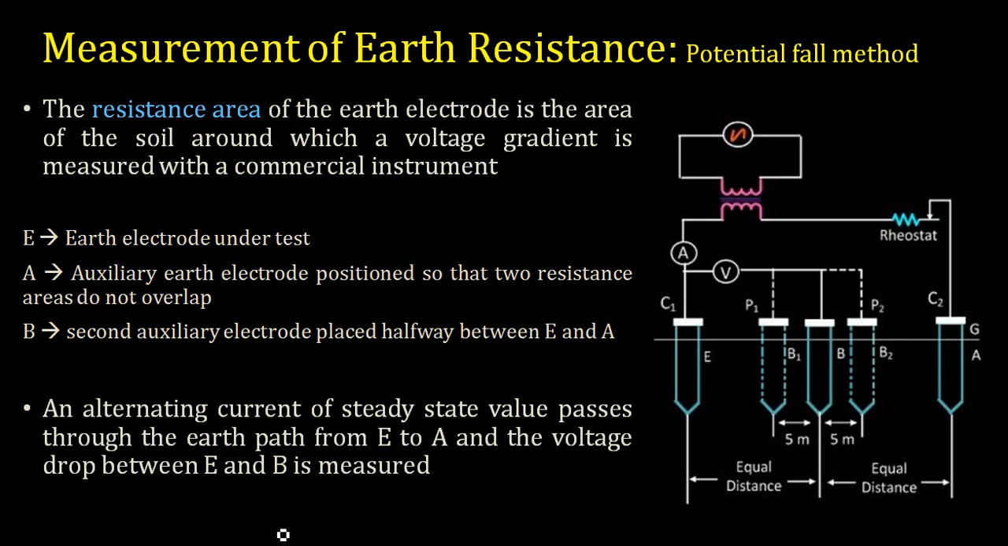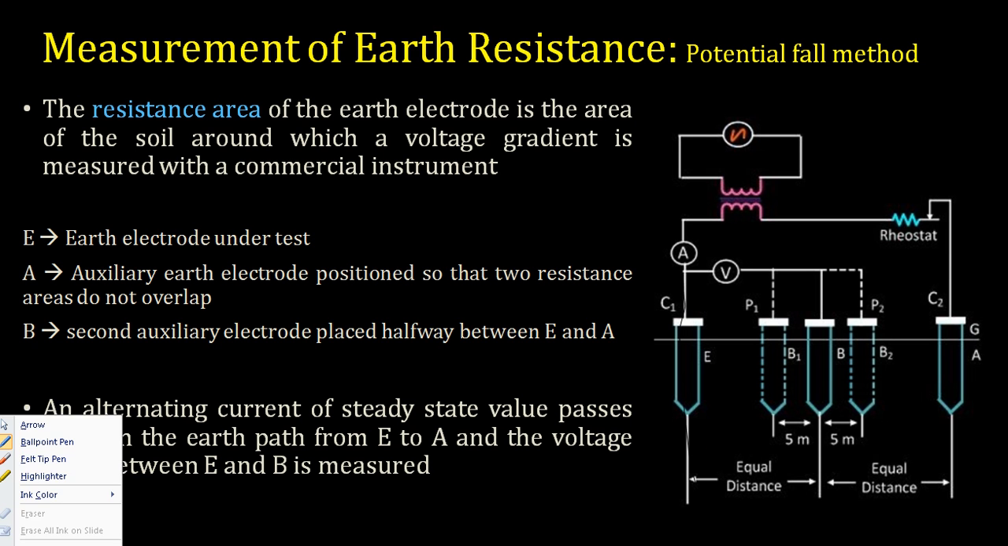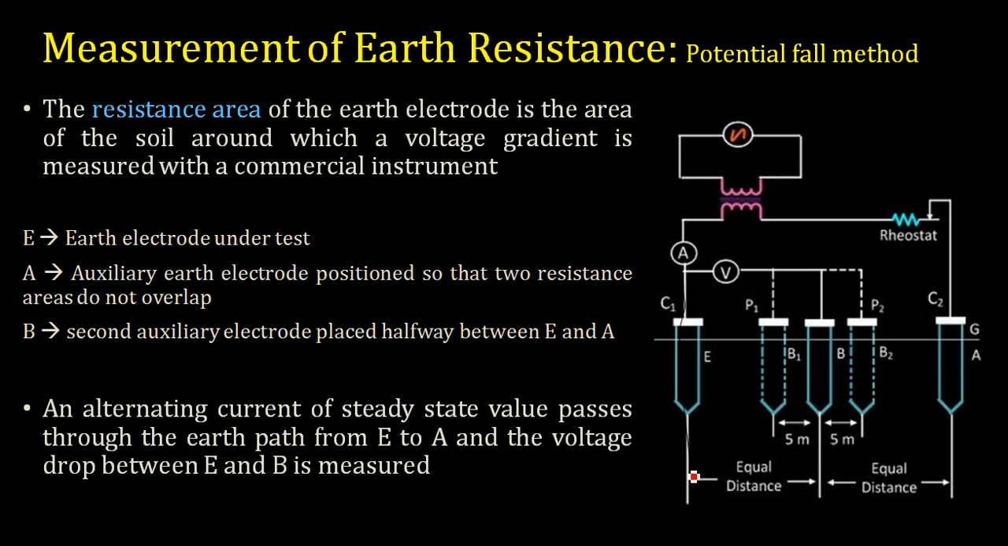Now the current is passed from E to A, and the voltage is measured from E to B, so we have a voltmeter connected. What you can see is that your current path will be something like this. And you will be measuring voltage across these two points, connecting the voltmeter across them. This is how you make the connections and take the reading.